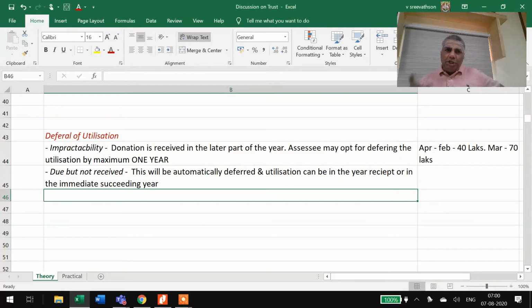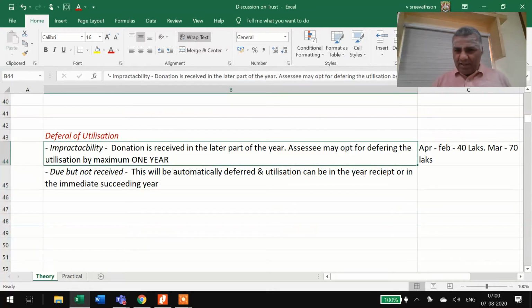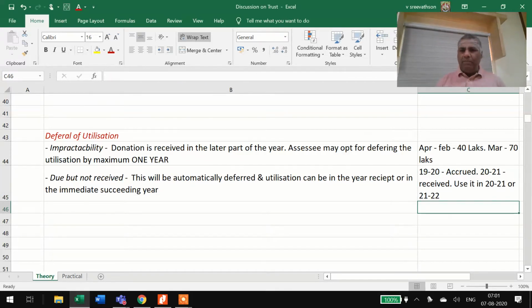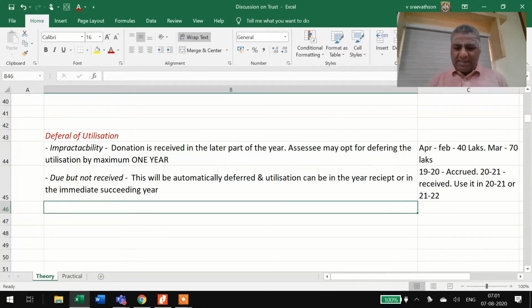In 1920, I have not received it. In 1920, it is accrued. In 2021, it is received. Use it in 2021 or 21-22. That is the law. Utilization is deferred to the year of receipt or to its immediate succeeding year.